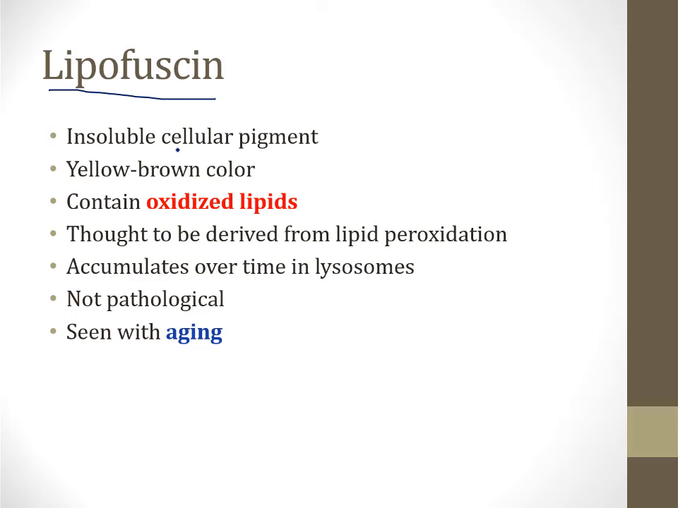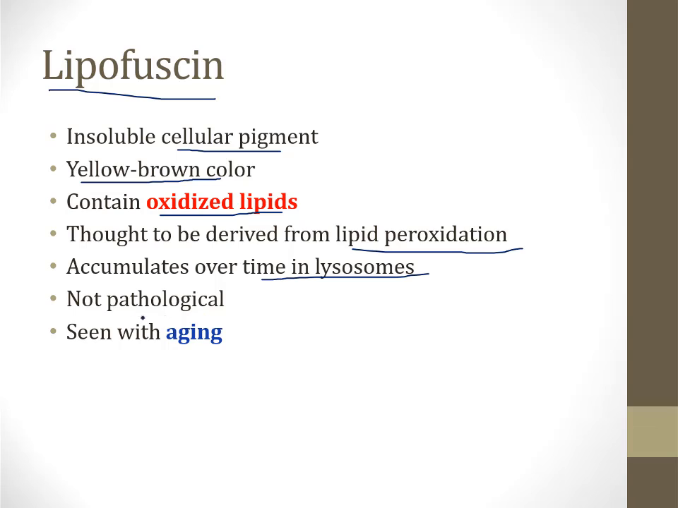This is an insoluble cellular pigment. It has a yellow-brown color that I'll show you in a minute, and it's commonly seen on examination of biopsy specimens. Lipofuscin contains oxidized lipids. It's made up of oxidized lipids, and these are thought to be derived from lipid peroxidation from free radicals like we talked about earlier. As we get older, over time, lipofuscin accumulates in our lysosomes, and that's why you can see it on biopsy specimens.